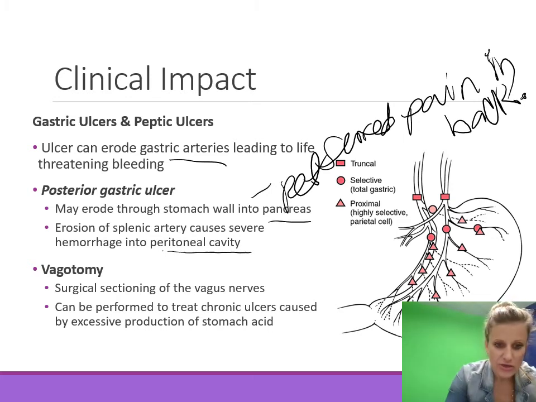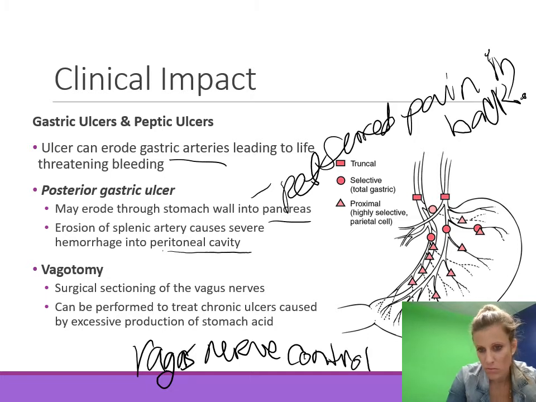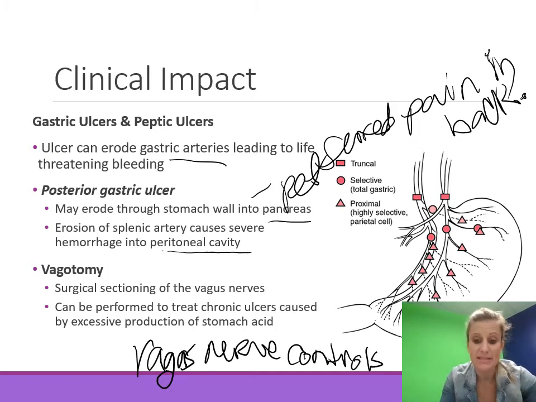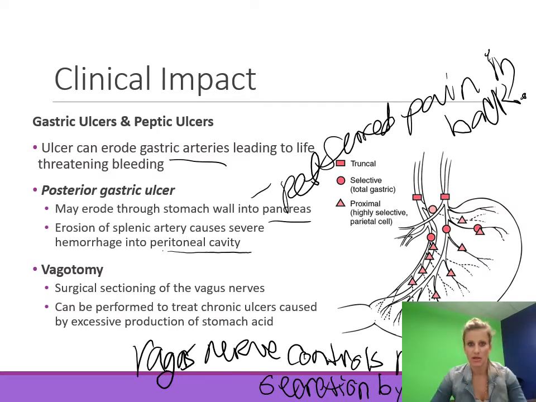The vagus nerve controls or stimulates most hydrochloric acid secretion by the parietal cells of the stomach.